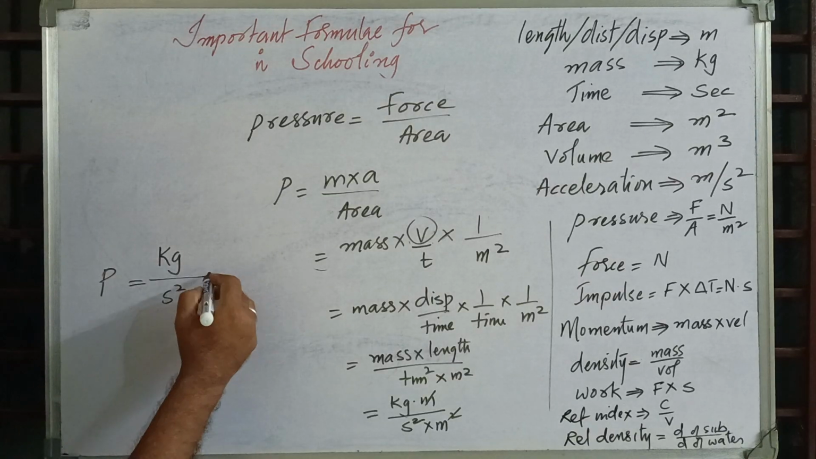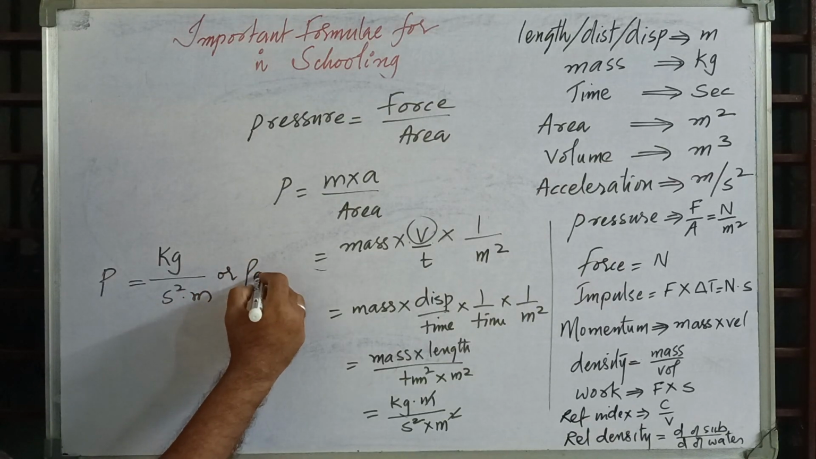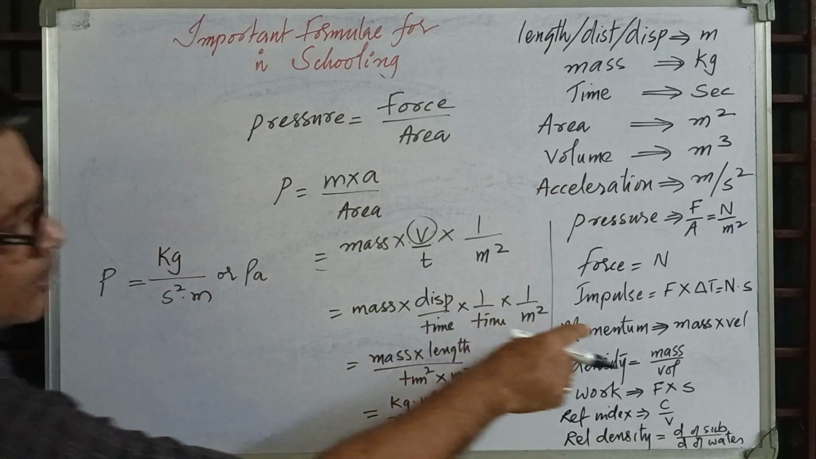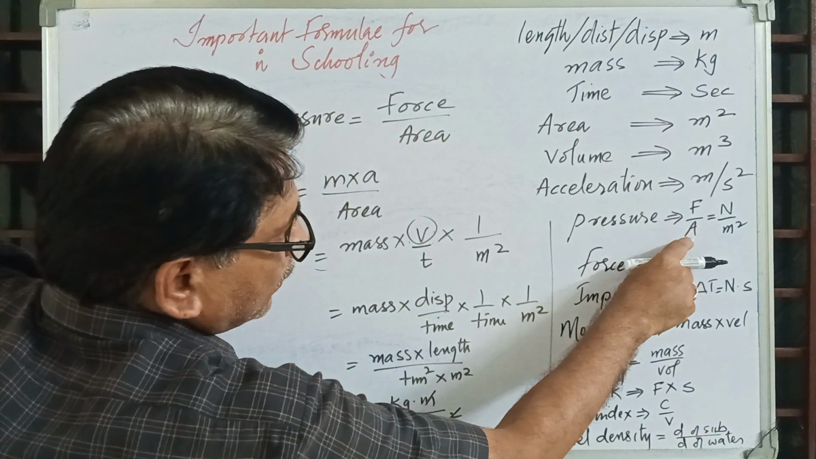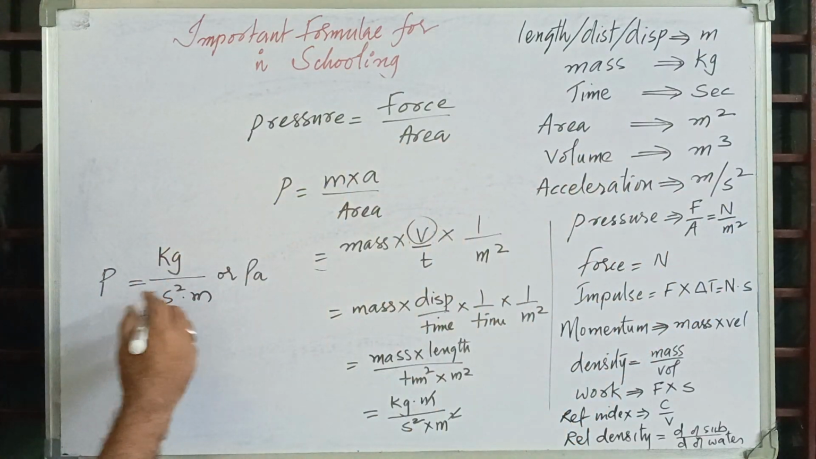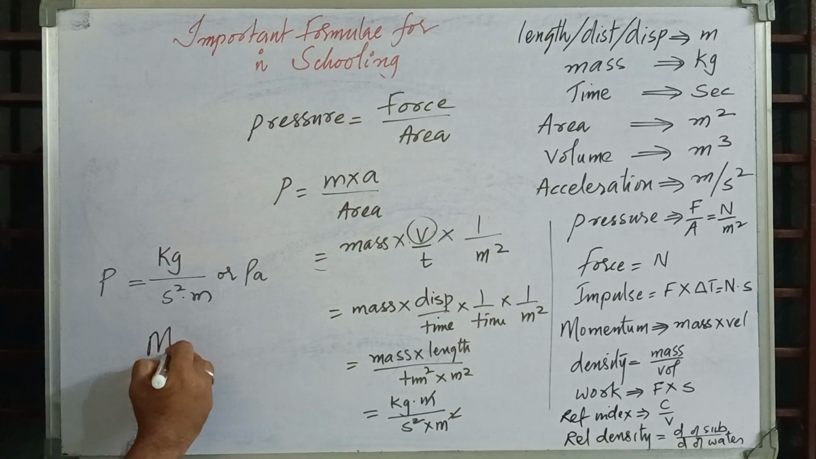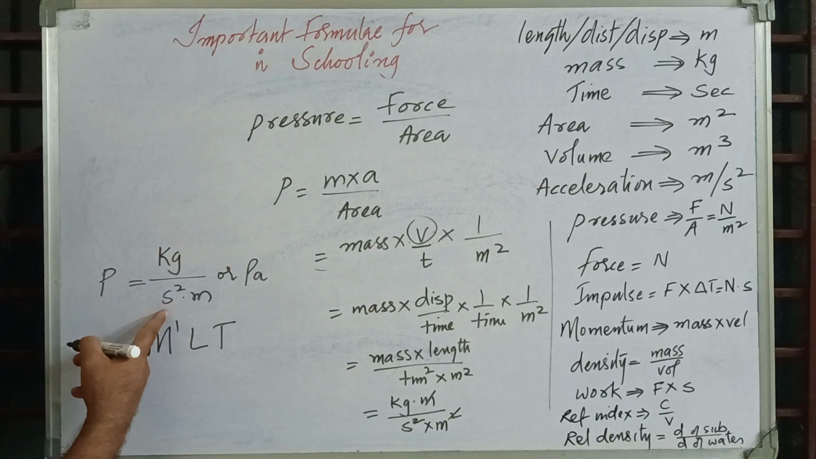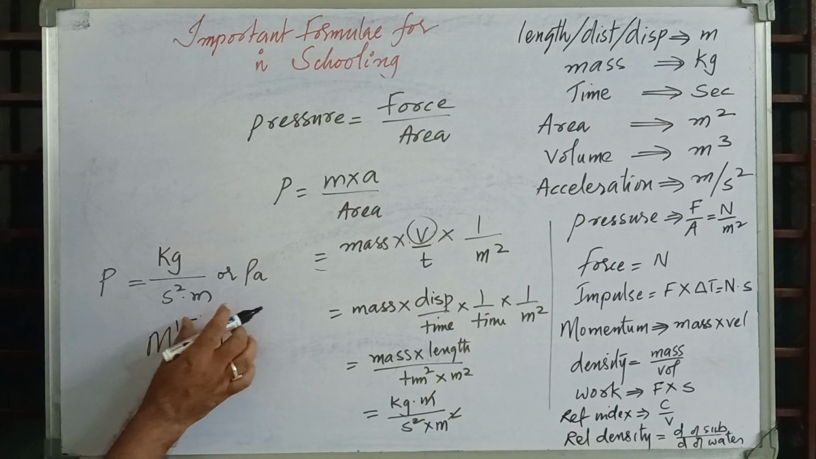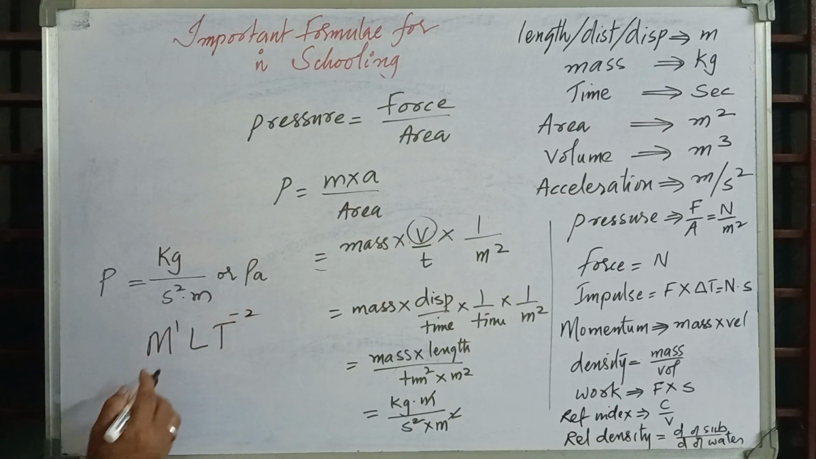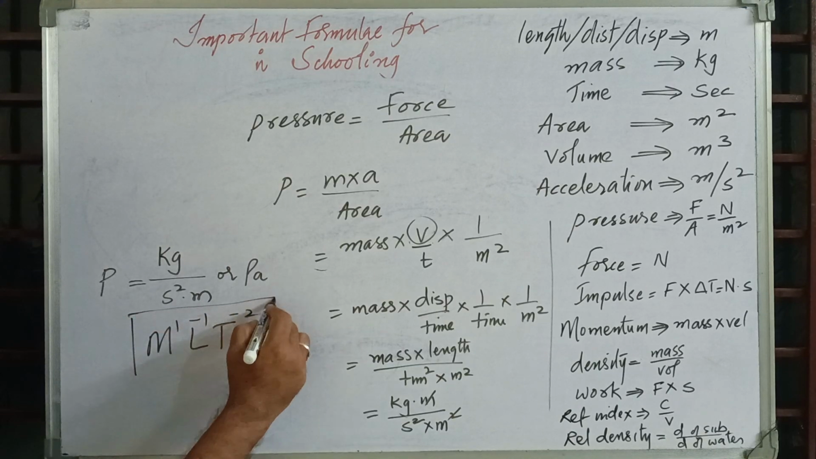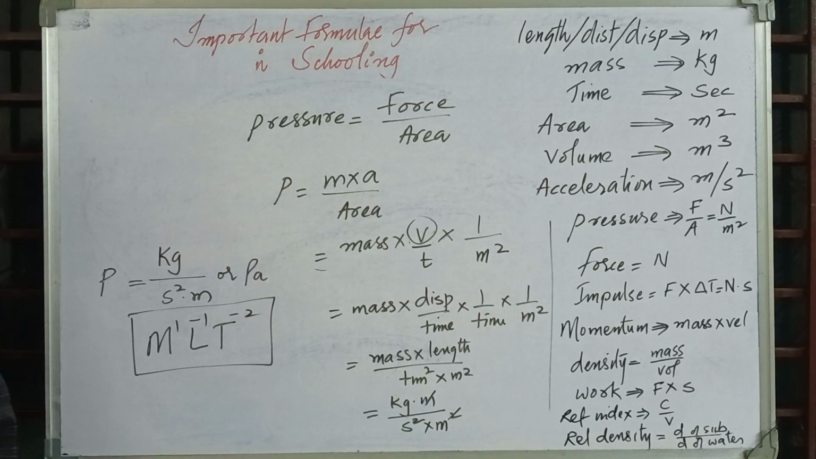What do we call this? Pascal also. The pressure unit is Pascal, or else it is Newton per meter square, since pressure is force by area. But I am doing all this for the sake of the dimensional formula. Now tell me, kg is mass, so it's on the top, 1. Second is somewhere down, so let me bring it on the top, so it is -2, square inverse. And meter is also on the top. I am bringing it on the top, so this becomes the dimensional formula of pressure.